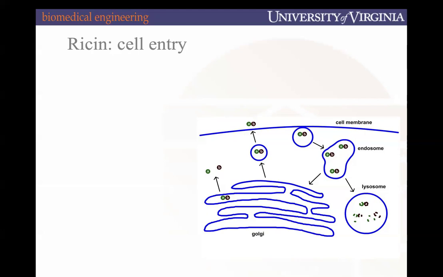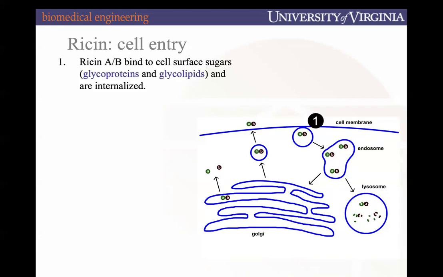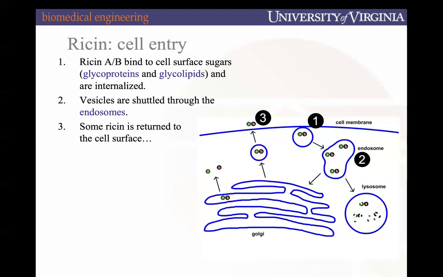So the lectin ricin B component is going to help it to aggregate at the surface here by binding to some of the sugars on our cell surface, glycoproteins or glycolipids. And it's eventually going to be internalized. It's going to be endocytosed, taken in. Once it's taken into an endosome, it's going to be shuttled there. Some endosomes will become a lysosome and be destroyed. Some of the ricin will be shuttled back and returned to the cell surface.